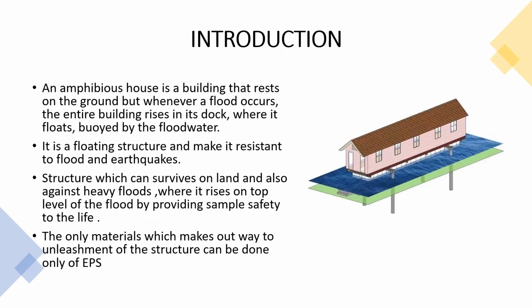Introduction. An amphibious house is a building at rest on the ground, but whenever a flood occurs, the entire building rises in its dock, where it floats on the flood water. It is a floating structure and makes it resistant to flood and earthquake. A structure which can survive on land and also against heavy floods, where it rises on top of the flood level, providing safety to life. The lightweight structure can be achieved only with EPS.